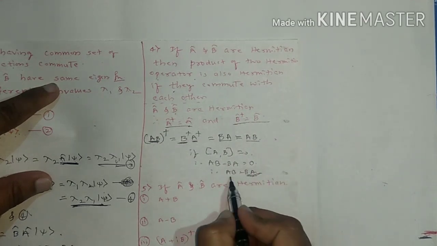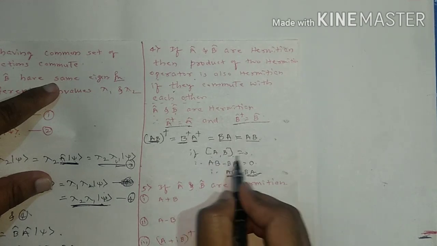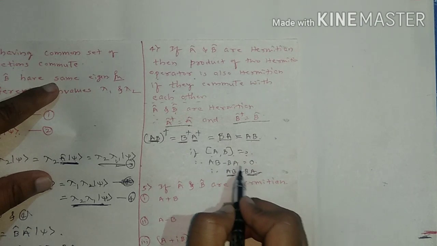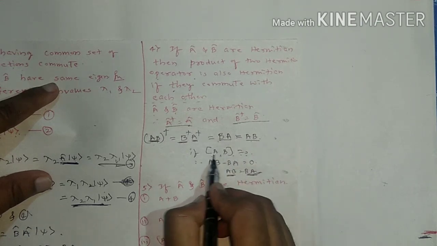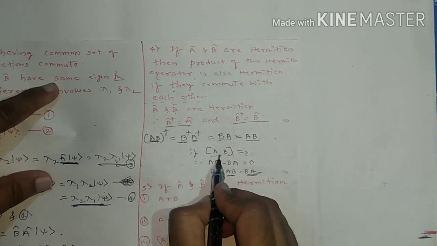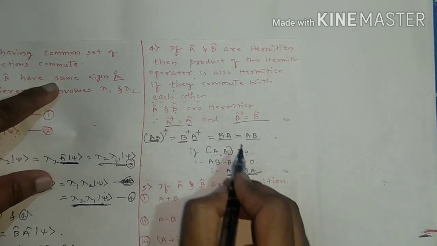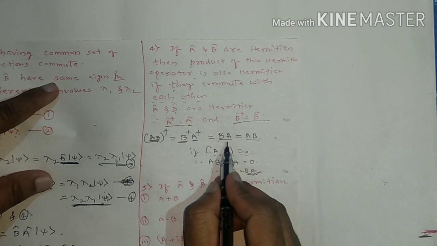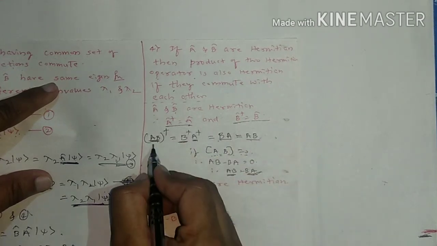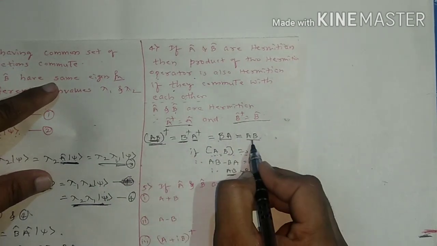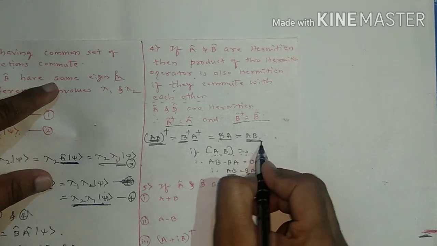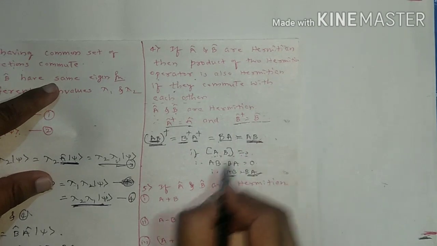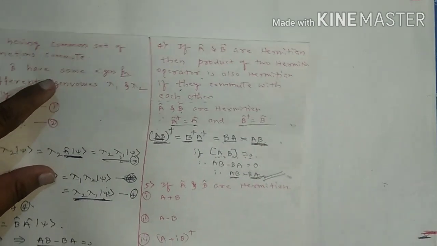That is AB is equal to BA. So BA will be equal to AB if the commutator [A, B] is equal to 0, that is A and B commute with each other. So what we got? If A and B commute with each other, then BA will be equal to AB. So we started with (AB) dagger, then we ended up with AB. So this is the property of a Hermitian operator. Hence this property is proved.